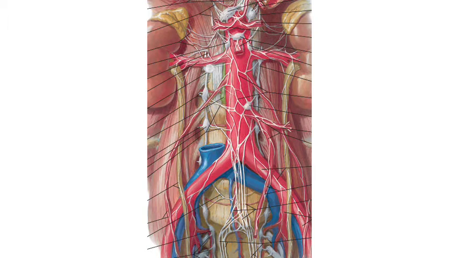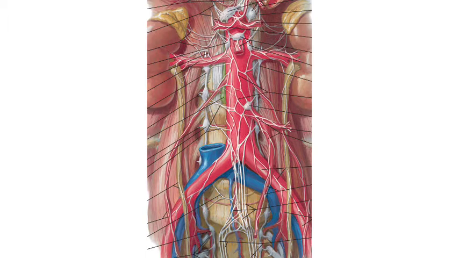Medial branches means these branches. These are the medial branches of the first, these are the medial branches of the second lumbar ganglion, this is the medial branch of the third lumbar ganglion, and these are the medial branches of the fourth lumbar ganglion. The first lumbar splanchnic nerve.